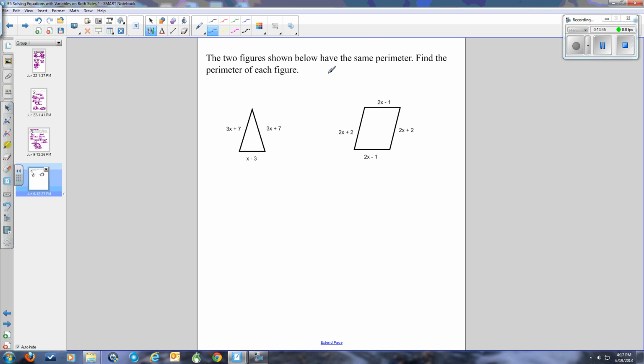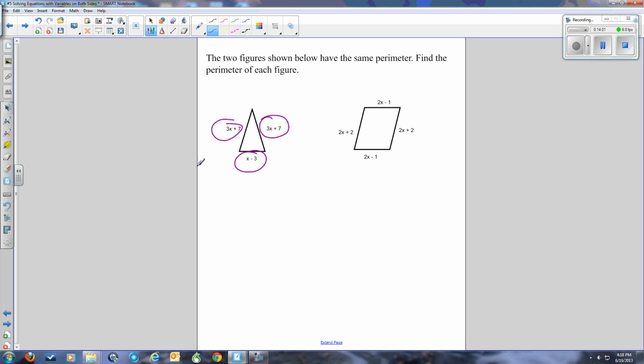Let's go to the next page. The 2 figures shown below have the same perimeter. Find the perimeter of each figure. Okay, so first of all, the perimeter is found by adding up the lengths of the sides. So if I took all these expressions on the triangle and added them together, they should be equal to the expression for the perimeter of this other figure.